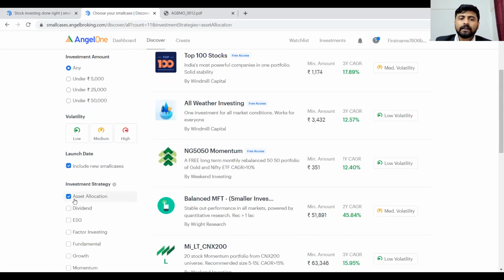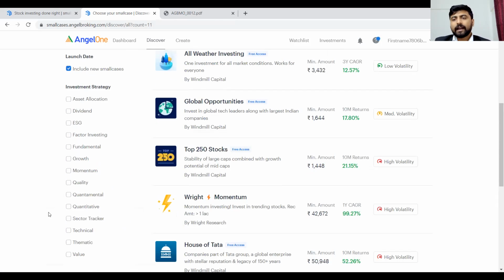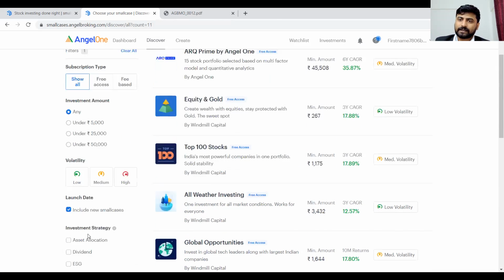So similarly, if you wish to explore a variety of other strategies like growth, momentum, quality-based small cases, quantamental research-based small cases, feel free to select any of these investment strategies and you will be able to see those small cases which correspond to that particular strategy.